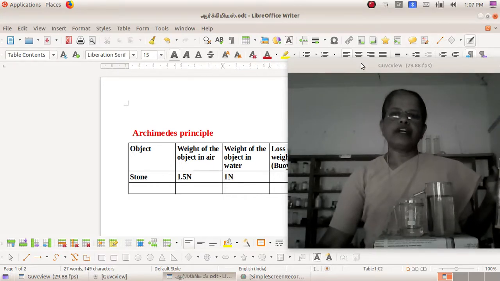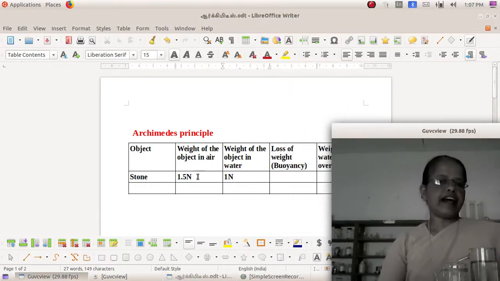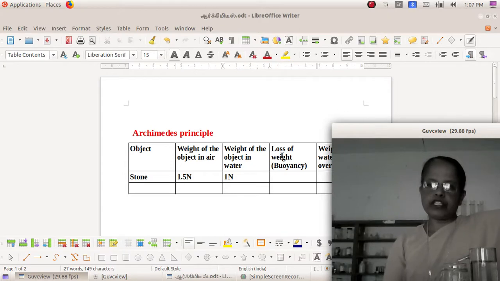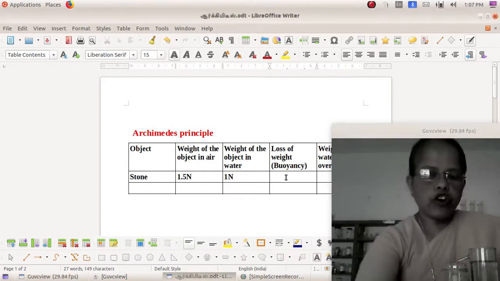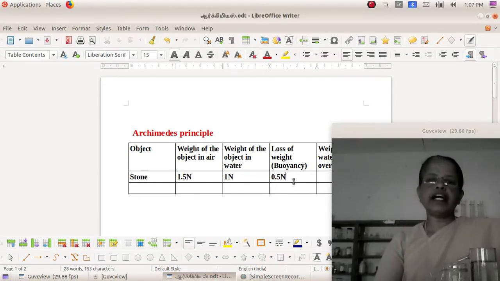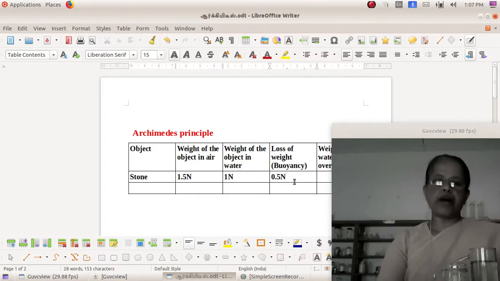Okay, so the weight of the stone in air is 1.5 Newton, in water it is 1 Newton. Do you find the difference? There is a loss of weight experienced when you immerse it in the water. How much has it reduced? What do you mean by loss? Reduced, isn't it? Less. So how much has it reduced? It is 0.5 Newton. Only 0.5 Newton is the loss of weight experienced by the stone.